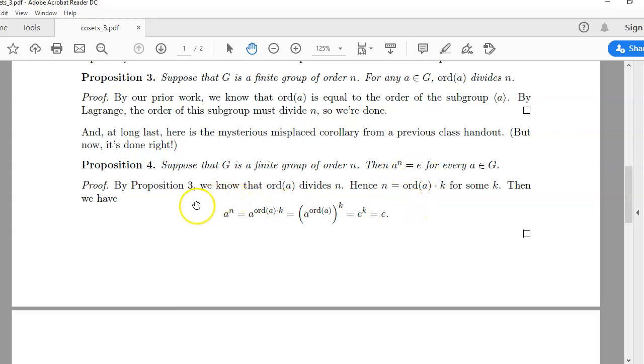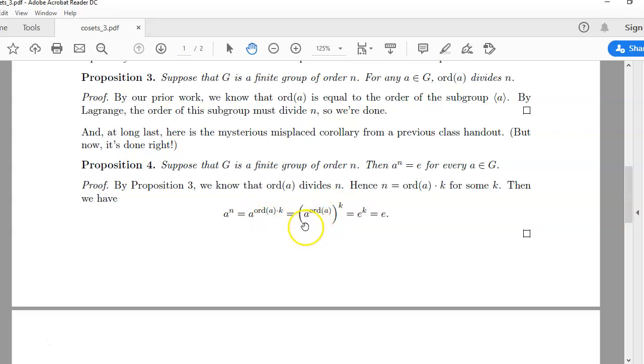Okay? And so continuing, by Proposition 3, we know that the order of A has to divide n. We just did that. Well, if the order of A has to divide n, that means you can write n as a multiple of the order. So n is writable as the order of A times k for some integer k. And then we just compute A to the n. So what is A to the n? Well, we just argued that n is the order of A times k, so replace it. Use your laws of exponents.